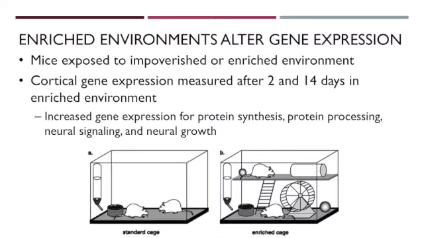And in fact, when we started to do some genetic experiments in mice, so again, we've moved from rats to mice, but the same process. We raise these mice in either impoverished or enriched environments. What we see is their cortical gene expression, so expression of genes inside the cerebral cortex, we can measure it at 2 days and 14 days after being in the enriched environment. Even 2 days after an enriched environment, you're seeing increased gene expression related to protein synthesis, protein processing, neural signaling, and neural growth. So this is making a major impact on what's happening within their brain just 2 days after being raised in this enriched environment.